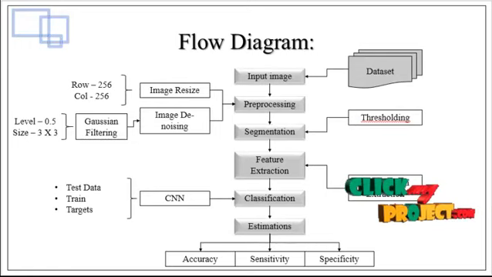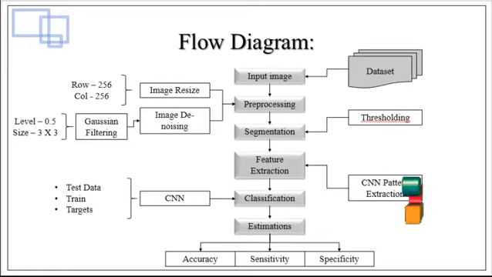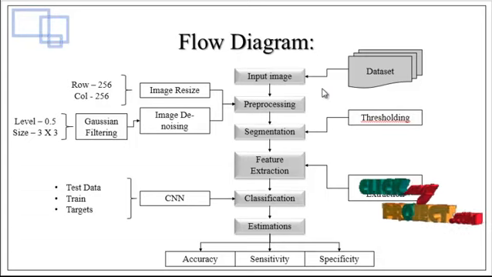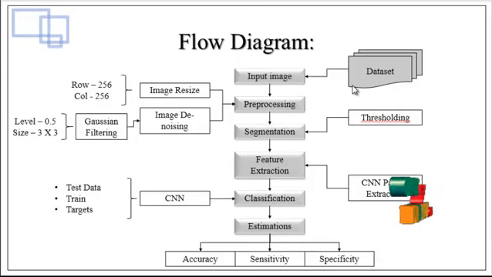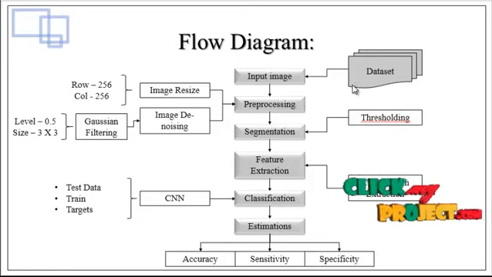Now we are going to discuss the flow diagram of the process. This is the overall working flow of the process. The overall working flow consists of the modules such as input, pre-process, segmentation, feature extraction, classification and finally performance estimation. At first, the input image is taken from the dataset. The dataset is the folder which consists of many X-ray images of the bone region, both normal as well as abnormal.